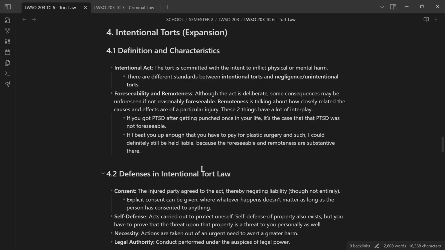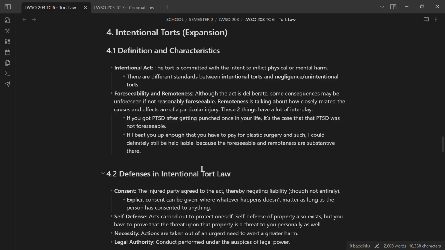Okay, so looking at intentional torts, an intentional act. To define the intentional tort, an intentional act is a tort committed with the intent of inflicting physical or mental harm. There's a different standard between intentional tort and unintentional tort. Again, we kind of talked about that a little bit. The standard here is simply just proving intent.